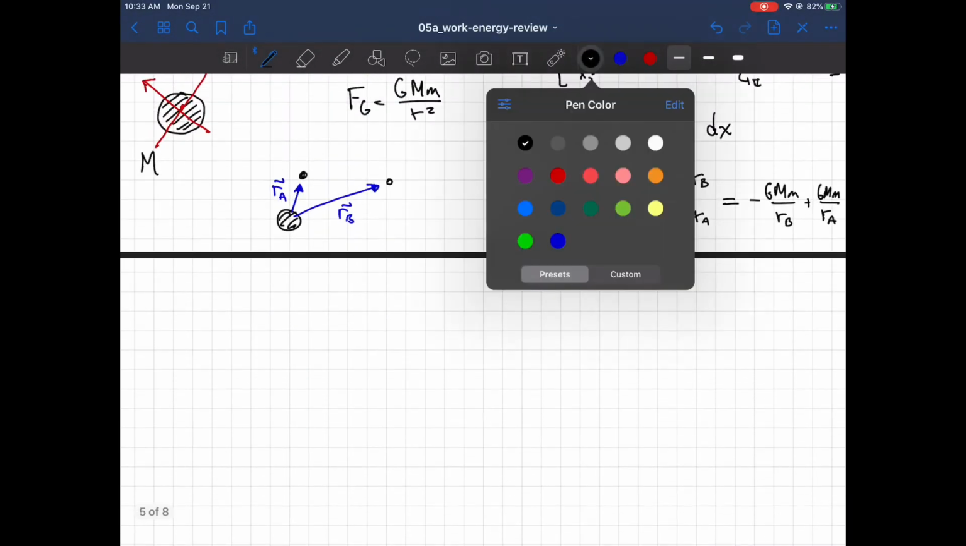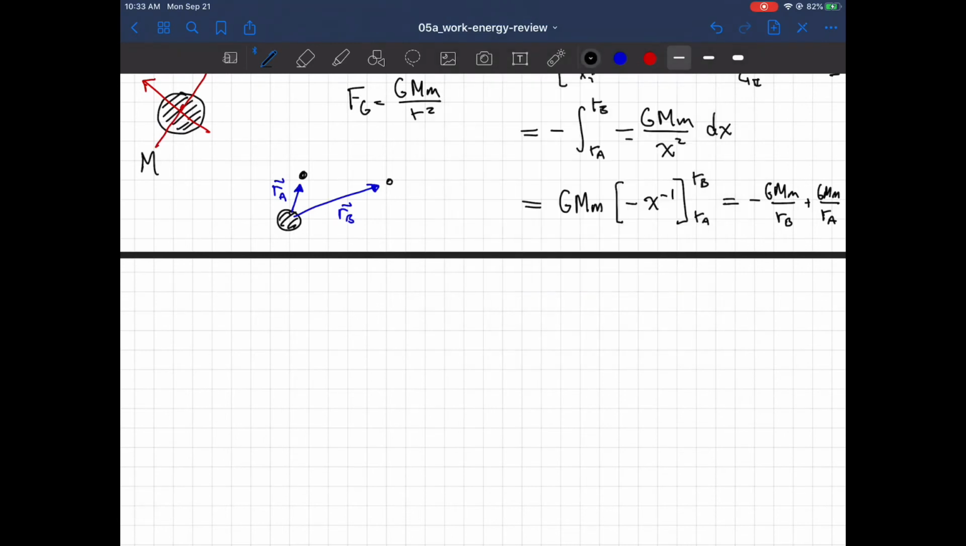Because I want to find the potential energy function. So I found that delta U of big G, from RA to RB, is equal to minus GMM over RB plus GMM over RA. And I want to find a function, UG of R.